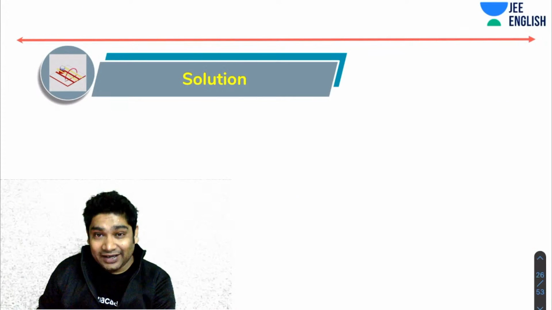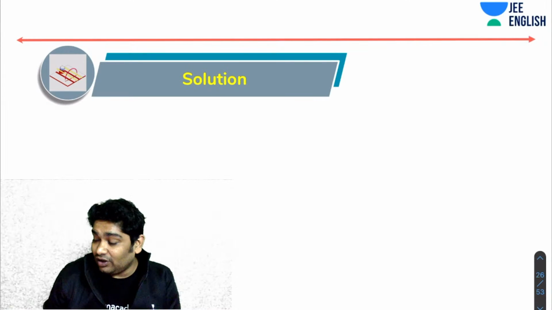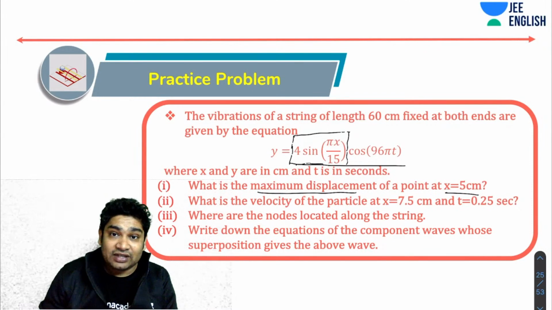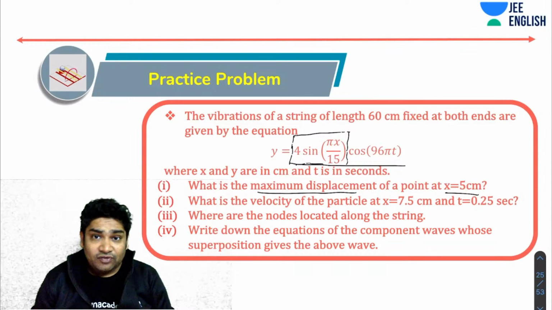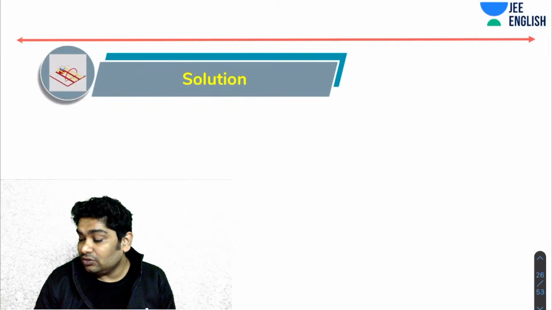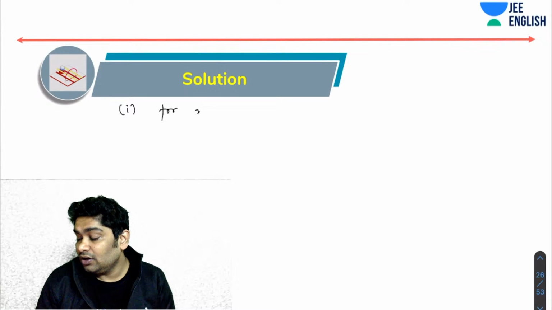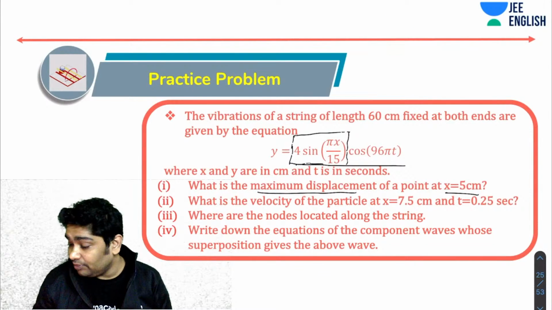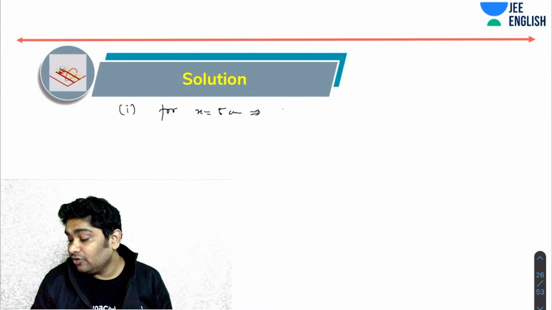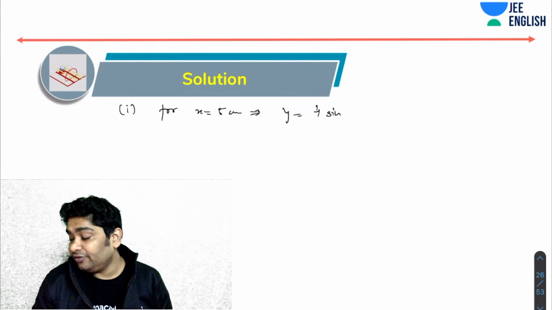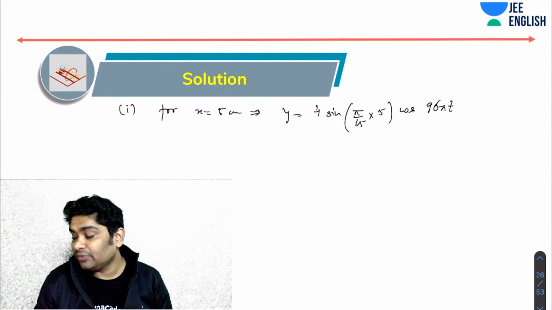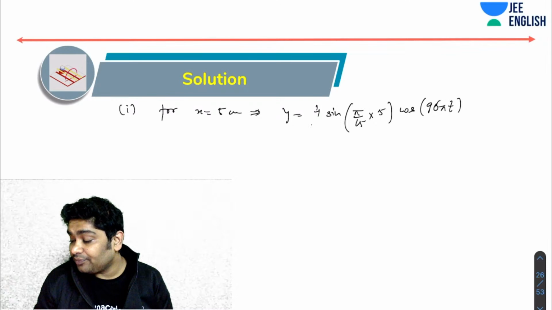So for part A, you've been asked what is the maximum displacement of a point which is at x equals 5 centimeters, right? So let's try and write the SHM equation for that particle, okay? For x equals 5 centimeters, the equation of SHM would have become y equals 4 sine of pi by 15 into 5 cos of 96 pi t. You realize the amplitude becomes this.